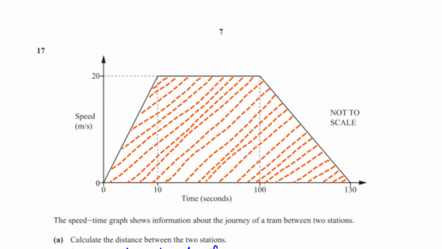The speed time graph shows information about the journey of a tram between two stations. Calculate the distance between the two stations. So we know that anytime you are given a speed time graph, the distance traveled is the area under the graph. For this graph, we have a trapezium.